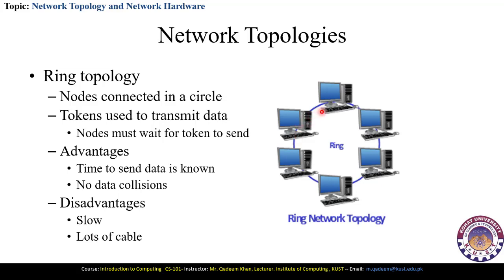Here a token is used to transmit data from one node to another node. If, for example, this node is transmitting data to this node, it will go either from this side or from this side, depending on the shorter path. If this path is shorter, then this will be followed; otherwise this path will be followed. Sometimes the data is sent on both paths, but the one that arrives first will be the destination packet. So a node must wait for the token to be sent.